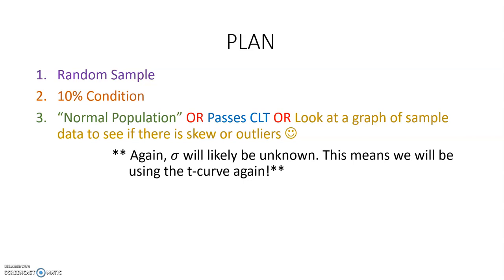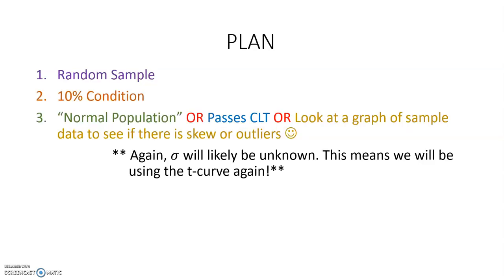But remember, why would they be paying us to do all of this? If we already knew what sigma was, we would have all of our information. We would probably know mu. So it's more than likely sigma will be unknown. So what condition 3, the shape condition, is going to tell us is that we have a T curve. So just be ready to say passes the CLT, therefore we have a T curve, something along those lines. That's it for all of planning.